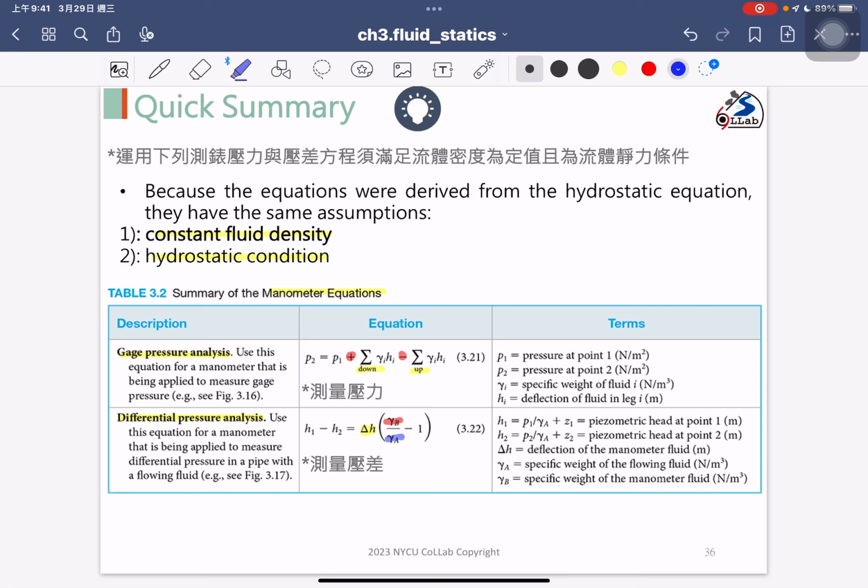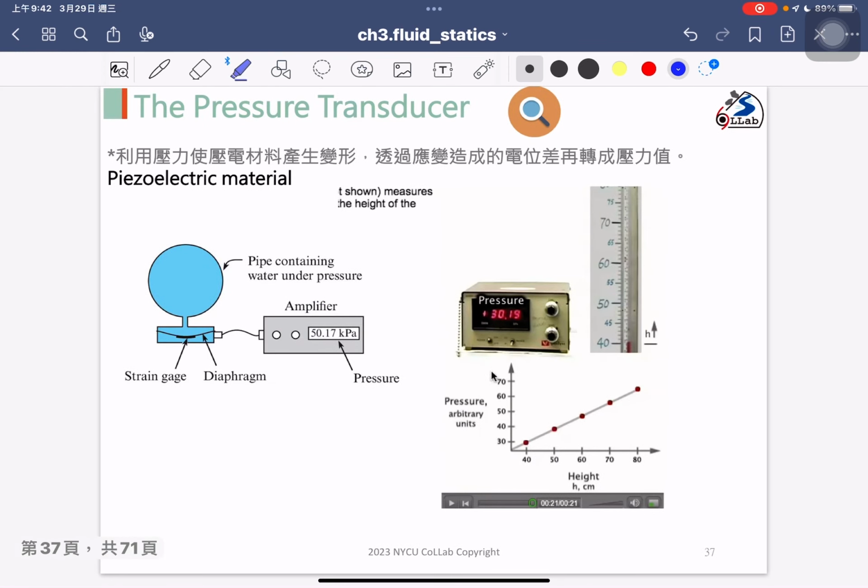So if you forgot some important points, you should keep in mind the ideas from this slide. Just two important equations we will apply in the future, based on the constant density fluid assumption, and the second condition is hydrostatic.